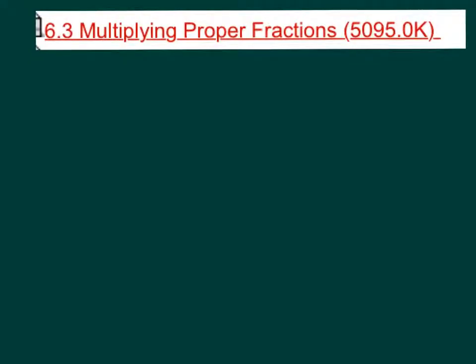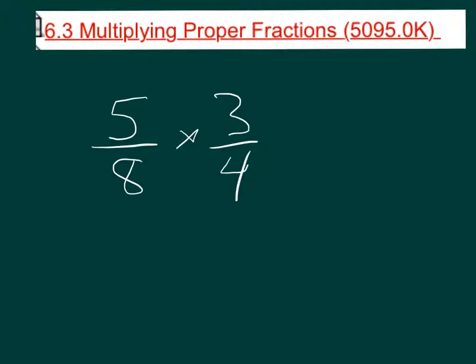So speaking of multiplying proper fractions, that was the next section. I've already really talked about this. Any fractions that you multiply, you simply multiply the denominators and the numerators by each other. So I'll give you an example. How about 5/8 multiplied by 3/4? All you do in multiplying fractions is multiply the numerators by each other and the denominators by each other.